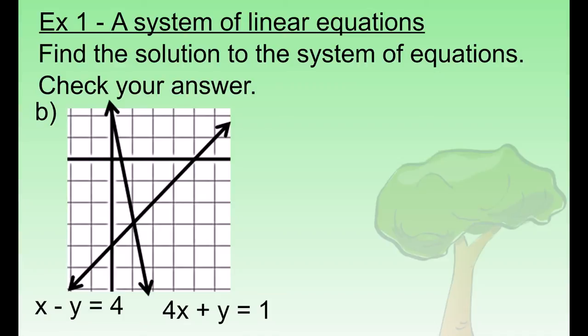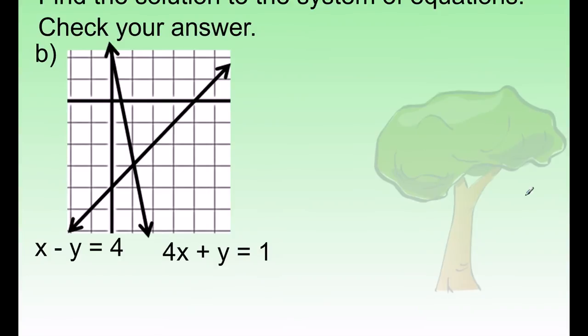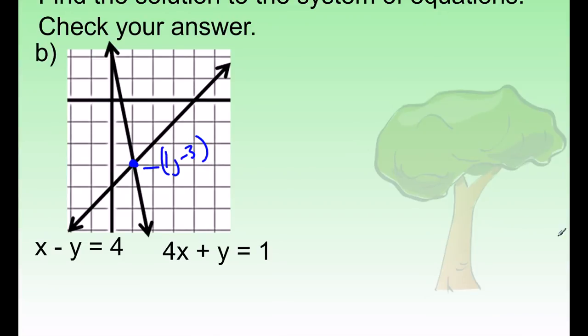Letter B. Same deal. Now we're going to find the solution to the system of equations, and we're going to check our answer. If I move the point over here, that's a solution to one equation, and the only place where there's a solution to both would be right there. So that's the point 1, negative 3. So that's the point we're going to check.